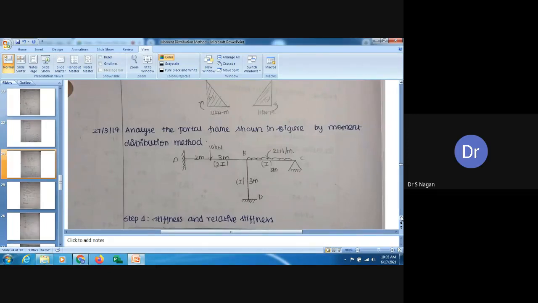So actually in my online class, everyone will be doing this. I'll ask students to type the answers for each step. So they'll be typing the distribution factor for AB, BA, BC, CB, CD, and DC, so that others, those who are working, can check the values.